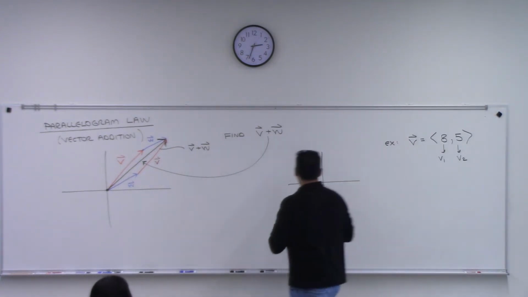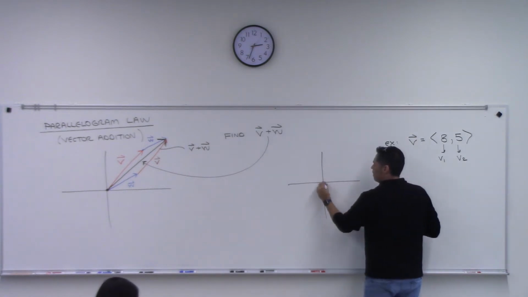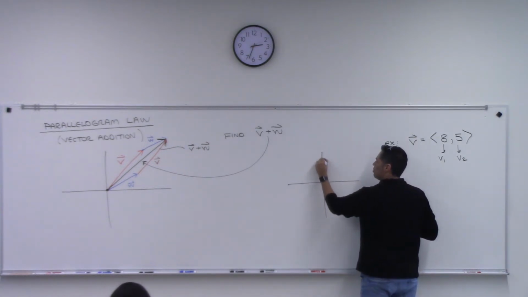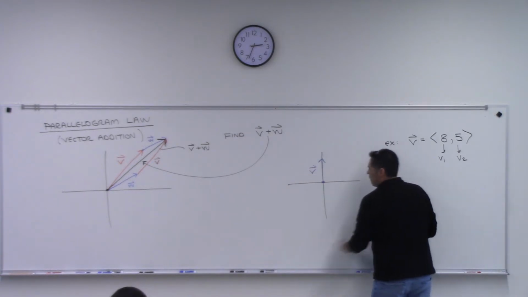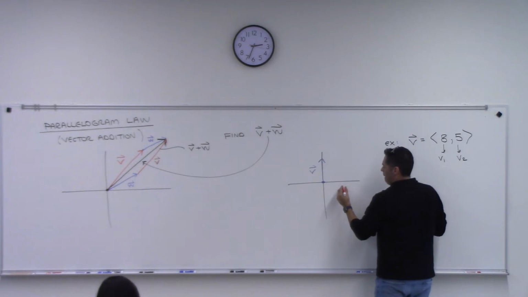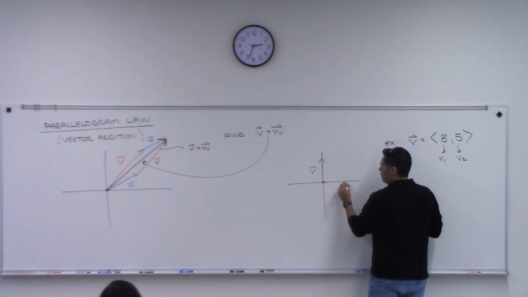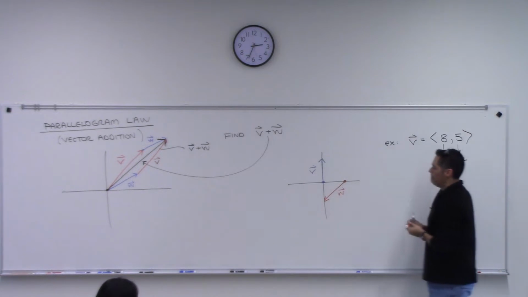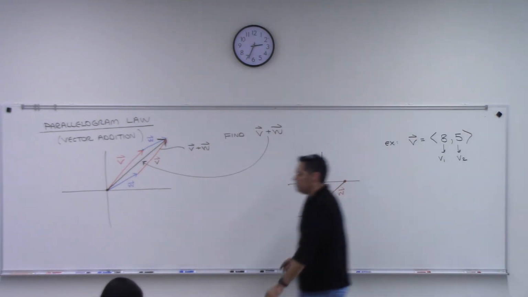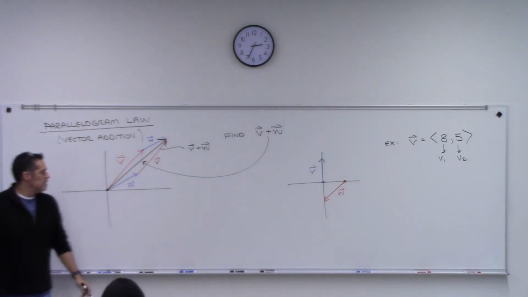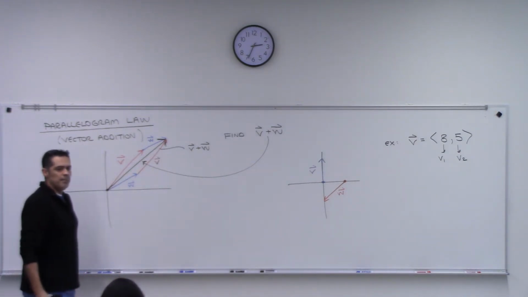What if I give you this vector? Let's call this one straight up. Let's call that V. And let's do the vector that goes, let me see if I can confuse you, from here to here. Let's call that the vector W. I want us to find V plus W.